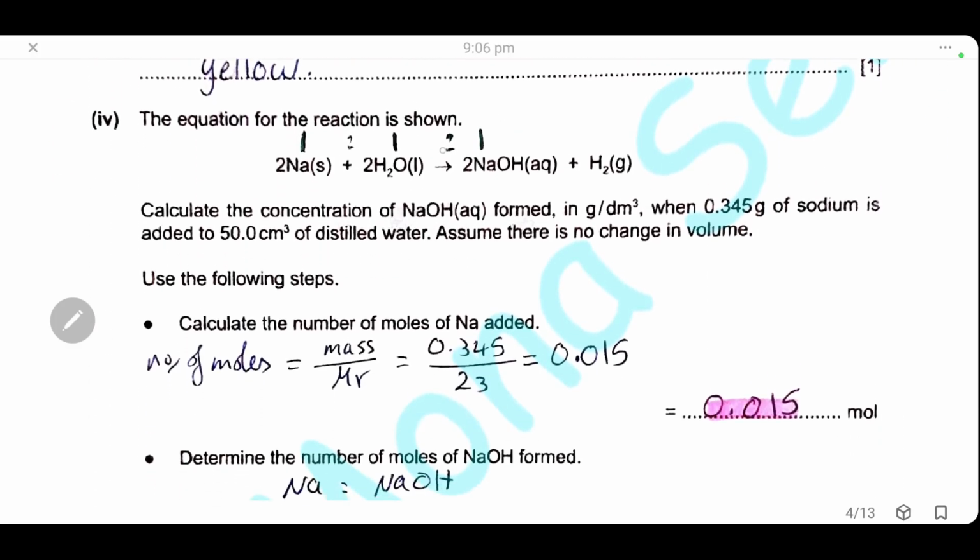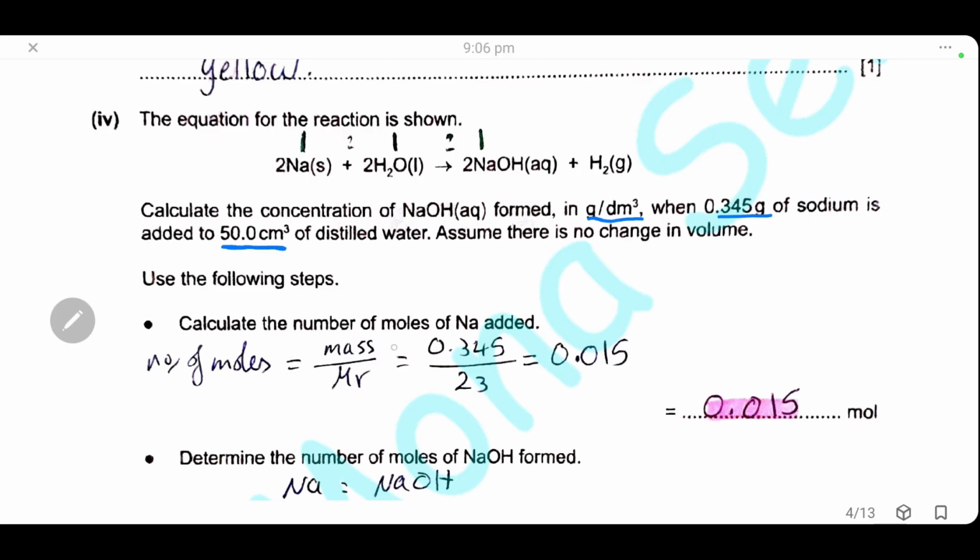The equation for the reaction is shown, the reaction between sodium and water, and the products are sodium hydroxide and hydrogen gas. Calculate the concentration of sodium hydroxide in gram per decimeter cubed when 0.345 grams of sodium is added to 50 centimeter cube of distilled water, and assume there is no change in volume. So here we have the mass of sodium and the total volume of water.